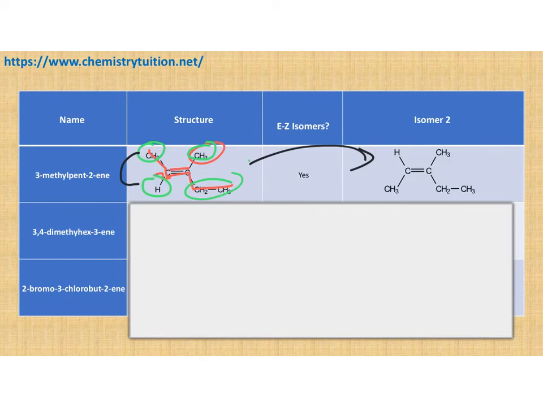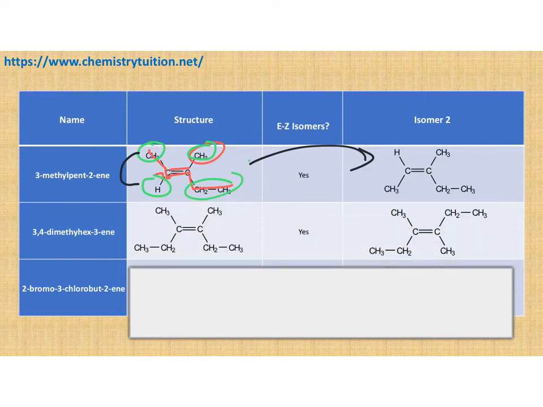So we'll go for the next one. So this one's got a bit of a more complicated name. So 3,4-dimethyl hexene. So let's find out how we got to this structure. So if we start here, that's 1, 2, 3, 4, 5, 6. So that's your carbon chain there. And on carbon number 3 is your double bond. And also on carbon number 3 is a methyl group. And on carbon number 4 is a methyl group. That's how we got the name.